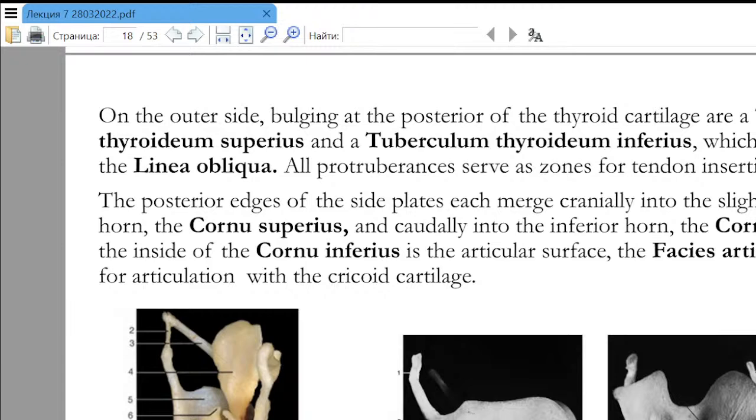This is the cornu superius, cornu inferius, tuberculum thyroideum superius, tuberculum thyroideum inferius, and facies articularis cricoidea.